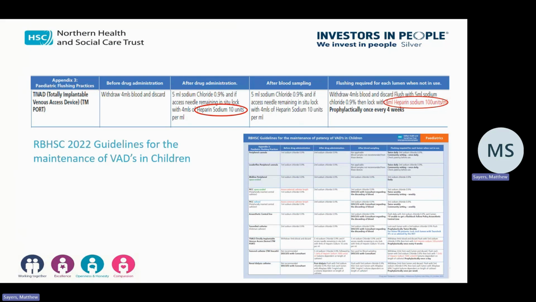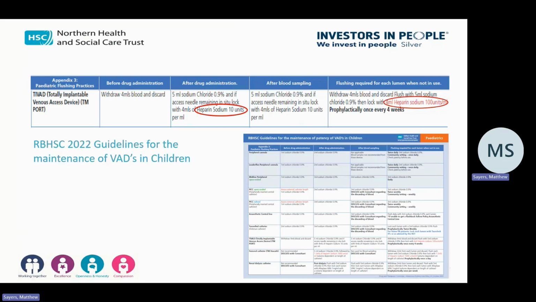If they're coming in for their monthly line flush, and so you've got your flashback, you've taken your 4, you've flushed it with saline, now you are locking it with the 4 mils of 100 units in the mil of the heparin sodium. So large difference in the dose. So just be aware of that.